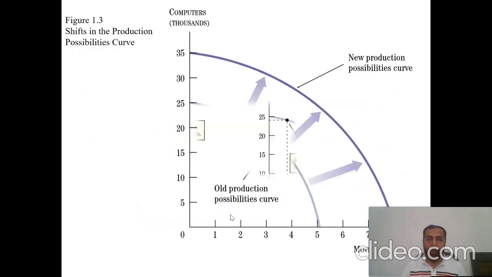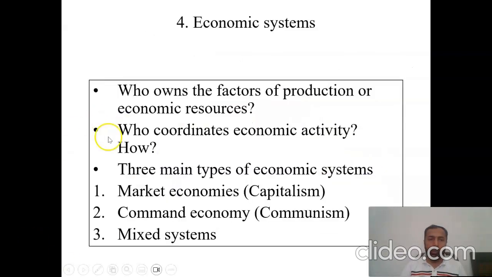We divide them into market economy or command economy on the basis of who coordinates the economic activity and who owns the factors of production. Then there is mixed economy, which lies between market economy and command economy. Government allows the market forces to determine the price, but they intervene frequently in the market to influence the prices and allocation of resources.